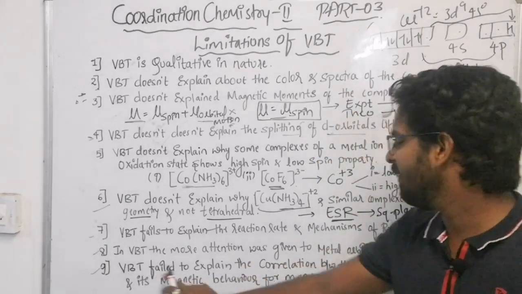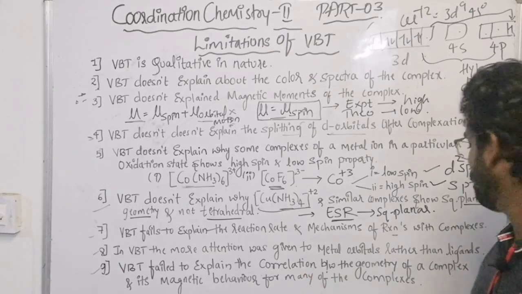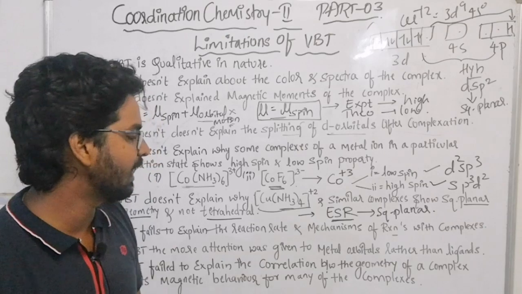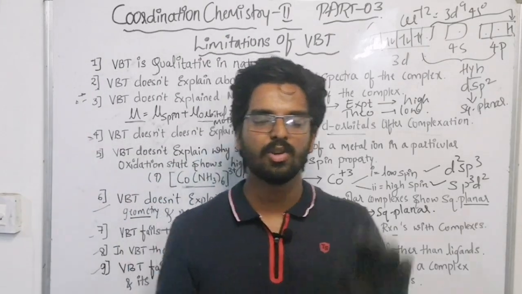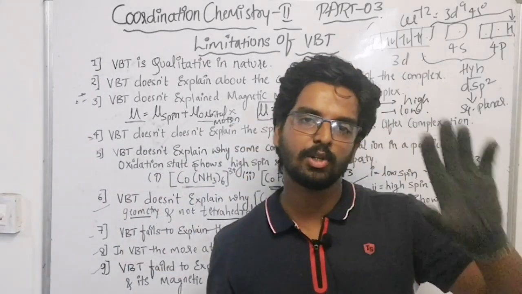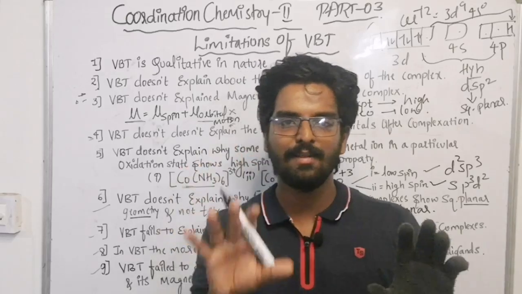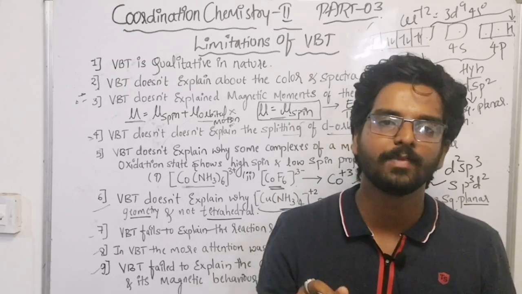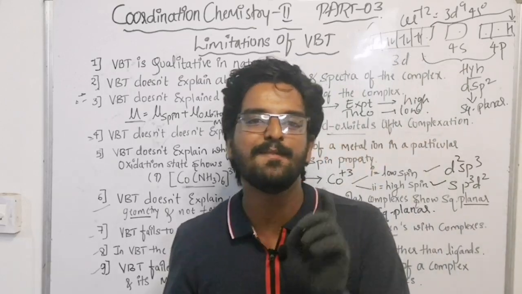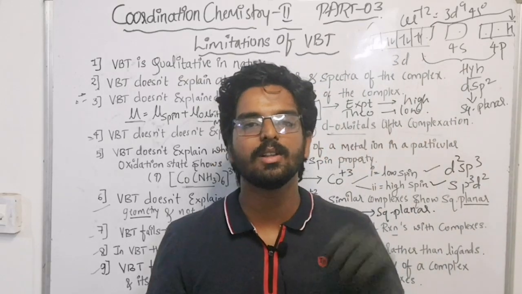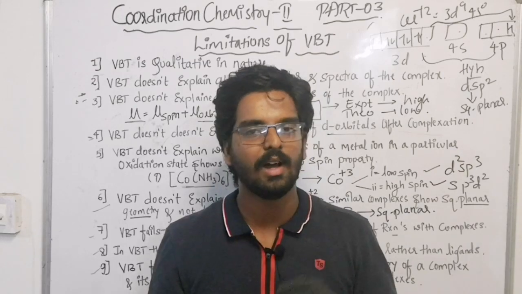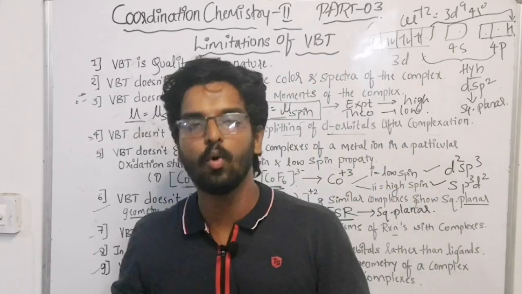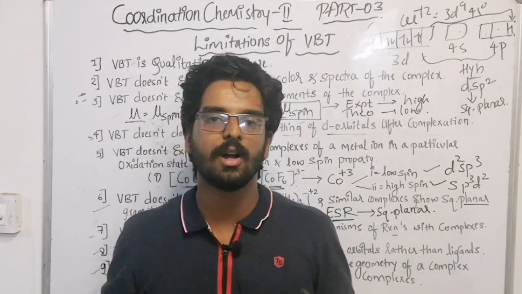So the ninth limitation was that VBT failed to explain the correlation between the geometry of the complex and the magnetic behavior of many of the complexes. The geometry of a given coordination complex may be anything, and in the same way its magnetic property was somewhat misleading; many of the complexes were misleading. That is how VBT failed to explain the coordination complexes. Therefore VBT failed to study the coordination complexes or coordination compounds.